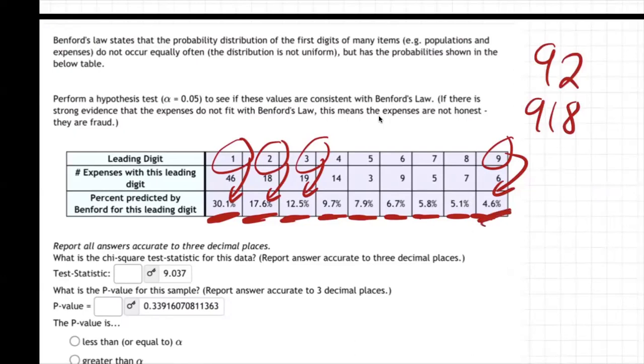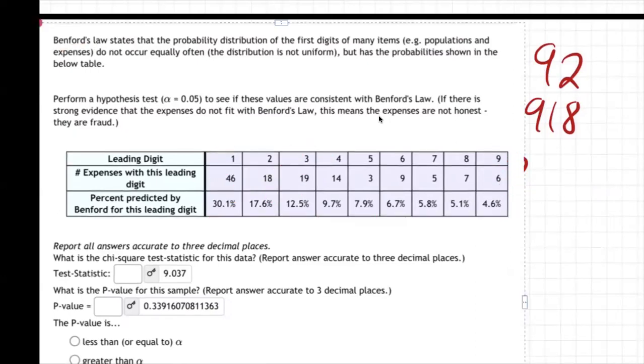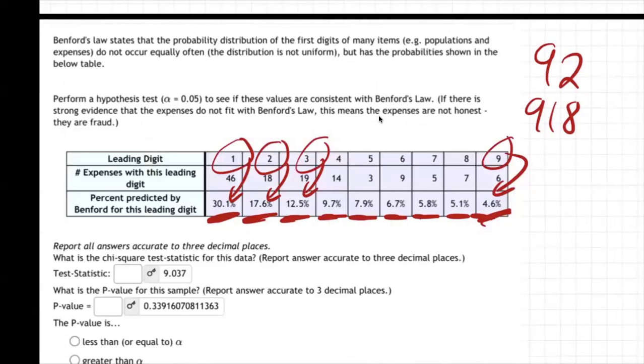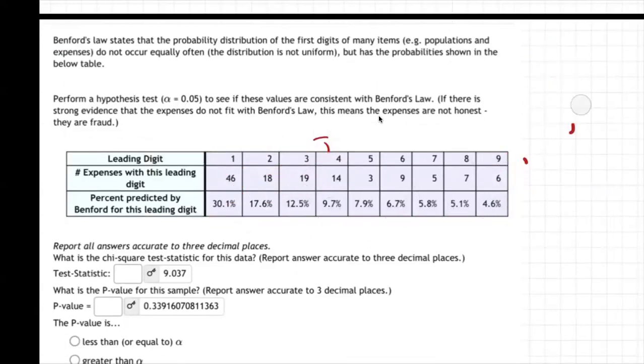So this is what they use. It's actually the IRS that uses it to find out if we're being honest on our taxes. And all kinds of companies use it, accounting firms use it. It's actually law in the United States. Benford's law is that they can test things to see if they're being honest. And so that's what we're doing here. We're saying, okay, we've got all these expenses from this company, and they took all the checks they wrote, and 46 times the lead digit was 1, 18 times a 2, 19 times a 3.